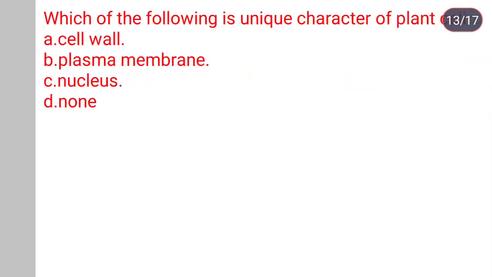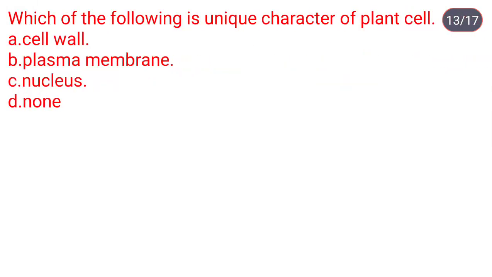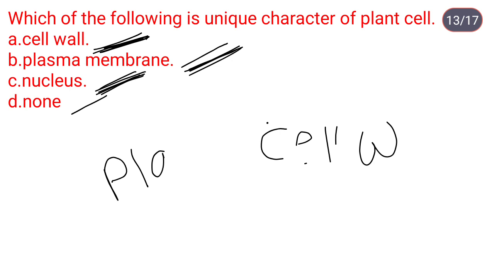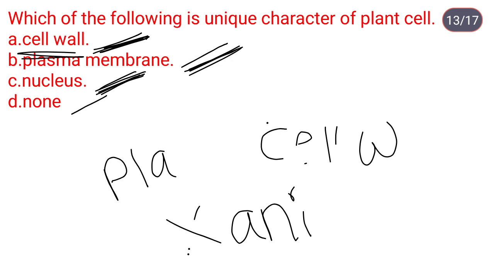And the next question is, which of the following is the unique character of the plant cell? Option A is cell wall, then plasma membrane, nucleus, and none. The cell membrane is present in both plant cell and animal cell. The nucleus is also present in both plant cell as well as animal cell. But the cell wall is only present in the plant cell. It is not present in the animal cell. So we can say that the cell wall is the unique character of the plant cell. The answer is option A.